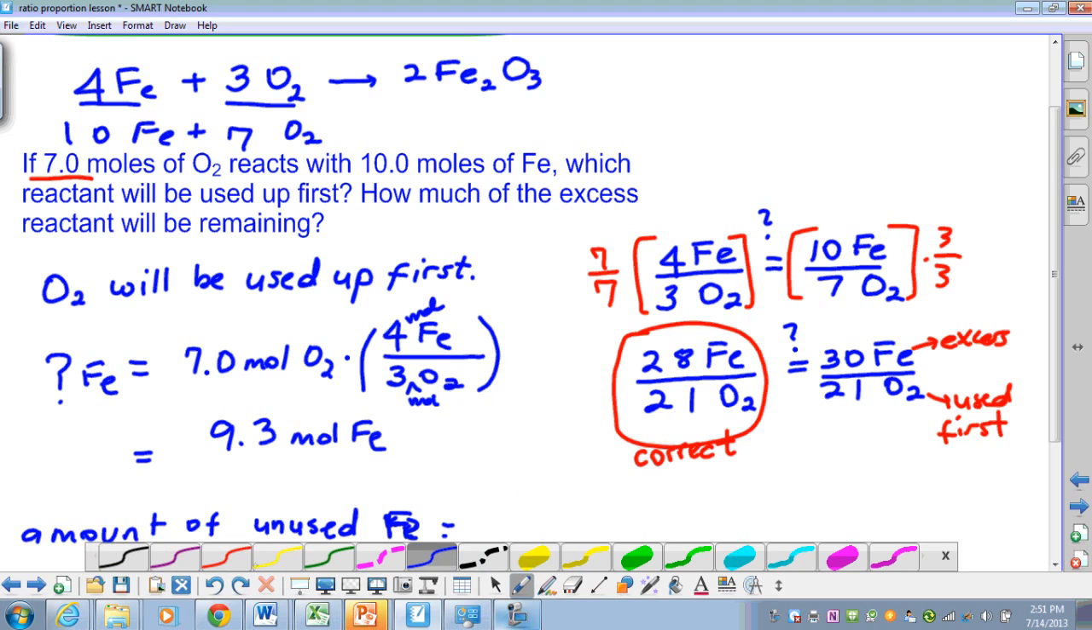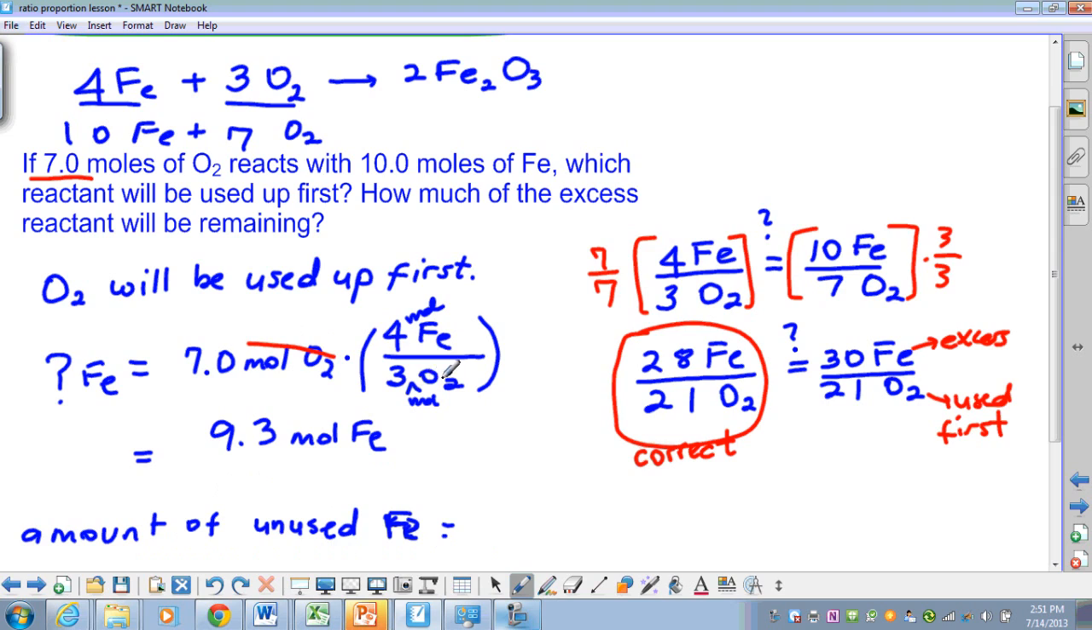And I forgot to mention that you should cancel the units, moles of oxygen, from both the top and the bottom. So we're left with 28 over 3, or rounded to 2 significant figures, 9.3 moles of iron. Okay, so if that's how much is used with 7 moles of oxygen, and because we were given 10 moles of iron, then what's the remaining amount? That would be a simple subtraction problem. Just go 10.0 minus 9.3, and then we will have 0.7 moles of iron that is unused.